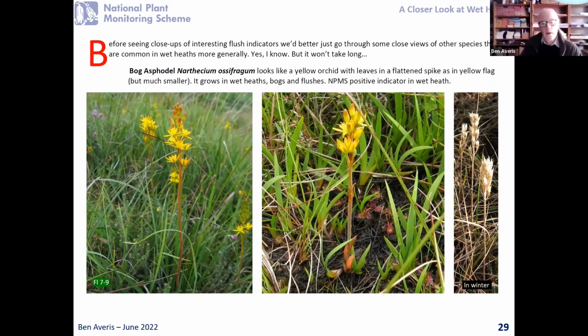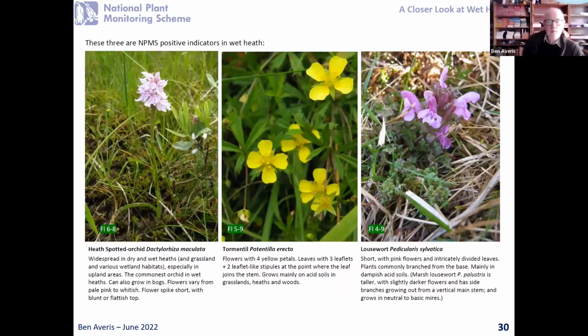Another picture on the next picture has three heath spotted orchids, probably about the commonest species of orchid in wet heaths, and with a bit of bog myrtle growing behind it and to the right in that photo. Tormentil, such a common plant in a whole range of acid habitats, grasslands, heaths, woods. Not surprising to find that tormentil is very common in a lot of our wet heaths as well. Easy to tell with those four-petaled flowers and leaves with three leaflets and stipules at the base of leaf stalks.